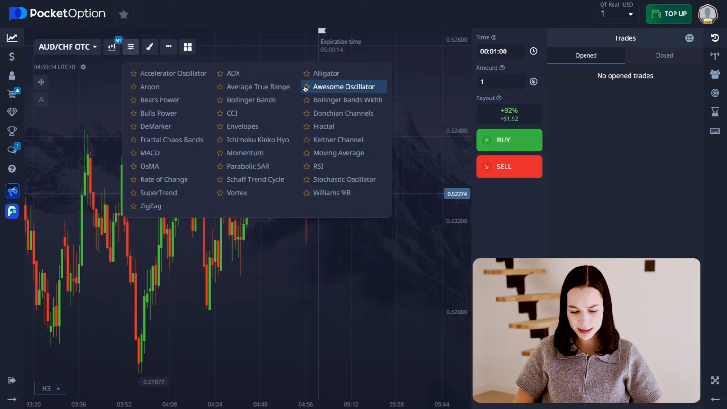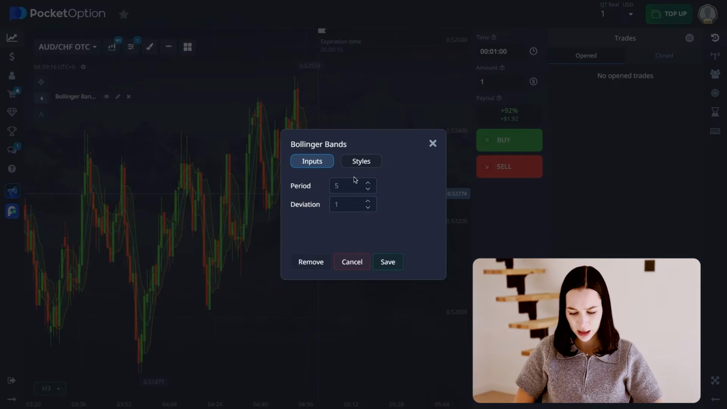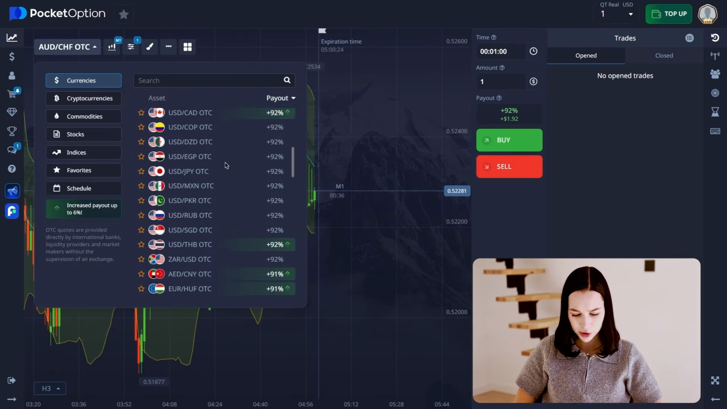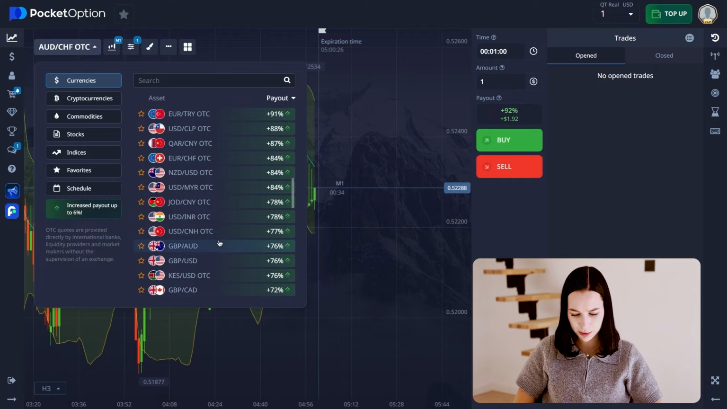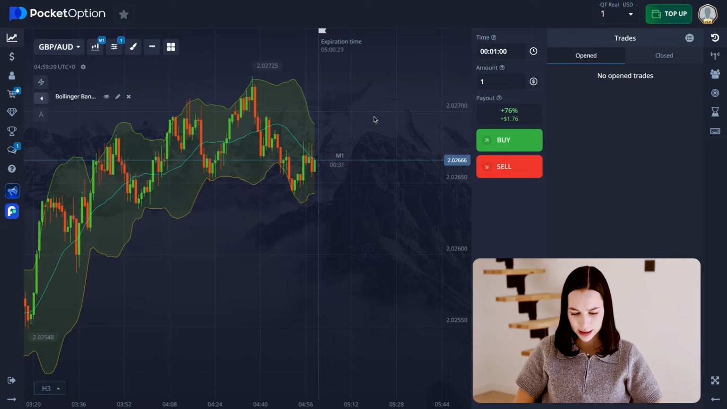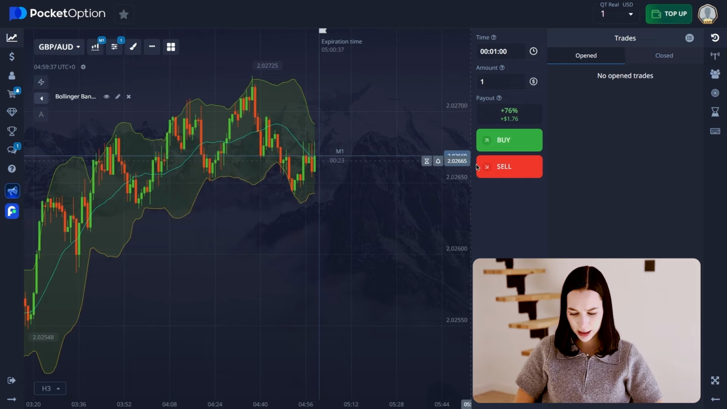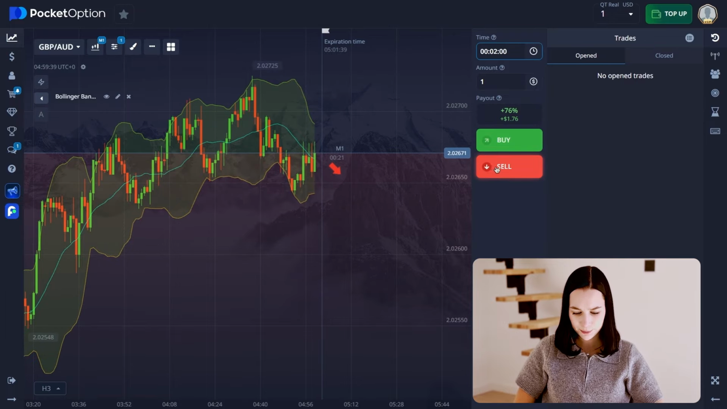So we go to the indicators and choose Bollinger Bands. Here we change period to 20 and deviation to 2, and we click save. Here we have it. So now I'm gonna check it out and find the currency pair. Okay, this is a pretty good one. It's the pound and Australian dollar. Here I'm thinking to open a sell trade. Let's just change the time to 2 minutes, and we open a sell trade for $1.